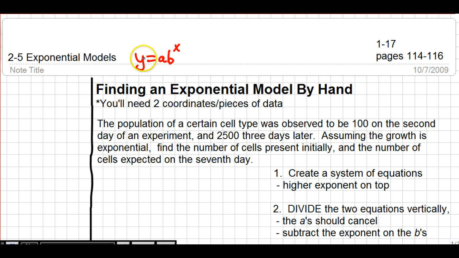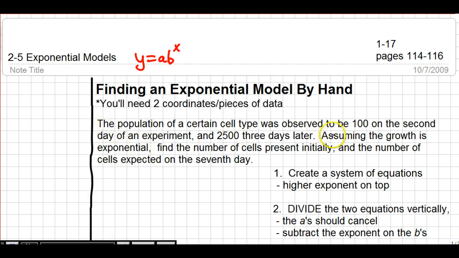Students' goal is to always find the a and the b value. X and y should remain as letters in your final result. So when you're finding a model, your job is to find a and b. So we're going to look at how to find an exponential model by hand first. Keep in mind that you will need 2 coordinates or 2 pieces of data in order to get that accomplished.